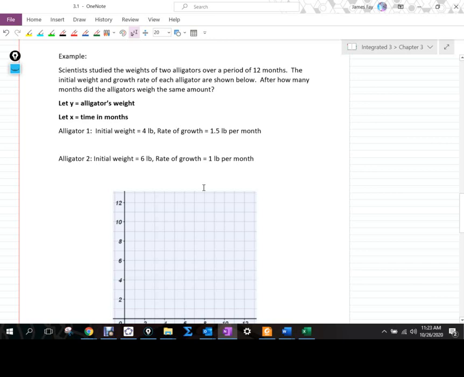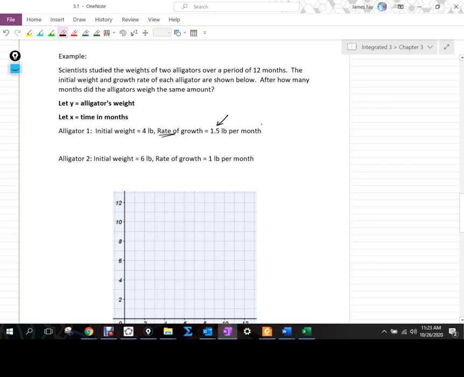So this first one says alligator 1, its initial weight was 4 pounds, and its rate of growth is 1.5 pounds per month. So rate of growth, that's the thing that's changing after a month. So after 1 month, it's 1.5 pounds. 2 months, it's 3 pounds total. After 3 months, it's 4.5 pounds.